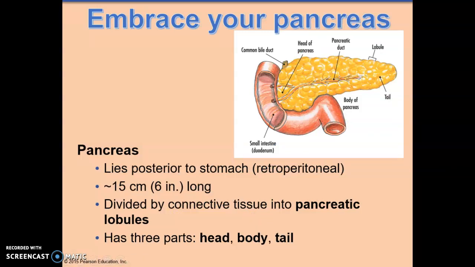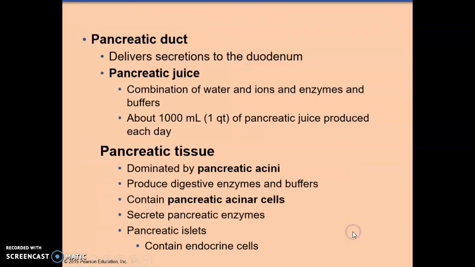The pancreas is about 6 inches long, divided into pancreatic globules. You can see dead center is the pancreatic duct. The pancreatic duct delivers the enzymatic secretions to the duodenum. Pancreatic juice is a combination of water, ions, enzymes, and buffers. About a liter of pancreatic juice is produced each day.